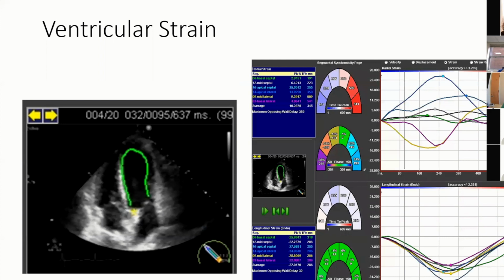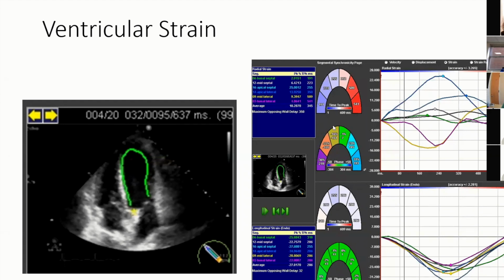One way we can perhaps identify this a little bit better is using a novel technology called deformation imaging, or strain. Now, strain is, simply speaking, if I were to take this green line, trace the endocardial border here, and then stretch that line out into a straight line, how much shortening does that line have during contraction? That's one way to look at how much the ventricle is deforming.